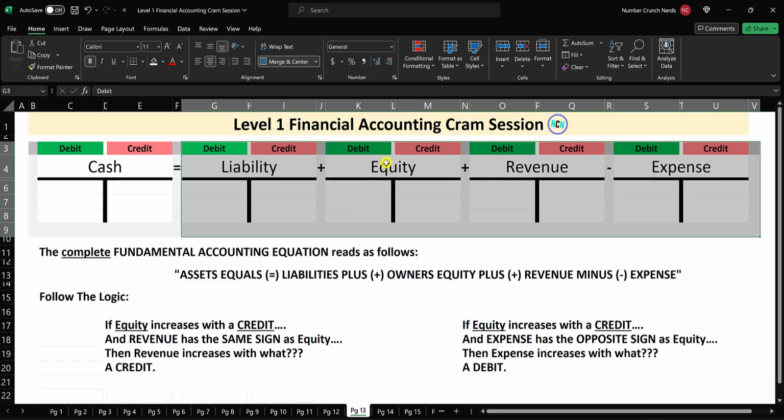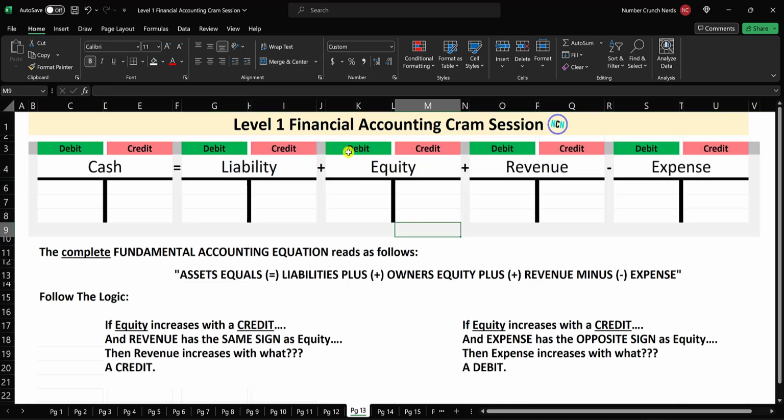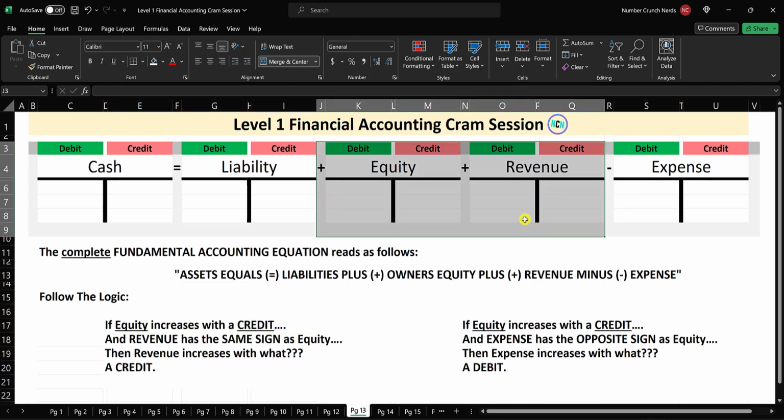Equity, on this side of the accounting equation, has a positive sign right here. Equity has a positive sign, okay? If equity increases with a credit and revenue has the same sign as equity, which it does right here. Remember, it's plus owner's equity plus revenue. Those two have the same sign. Revenue has the same sign, then revenue increases with what? It increases with a credit. It increases the same way as equity does with a credit, because these two have the same sign right here.